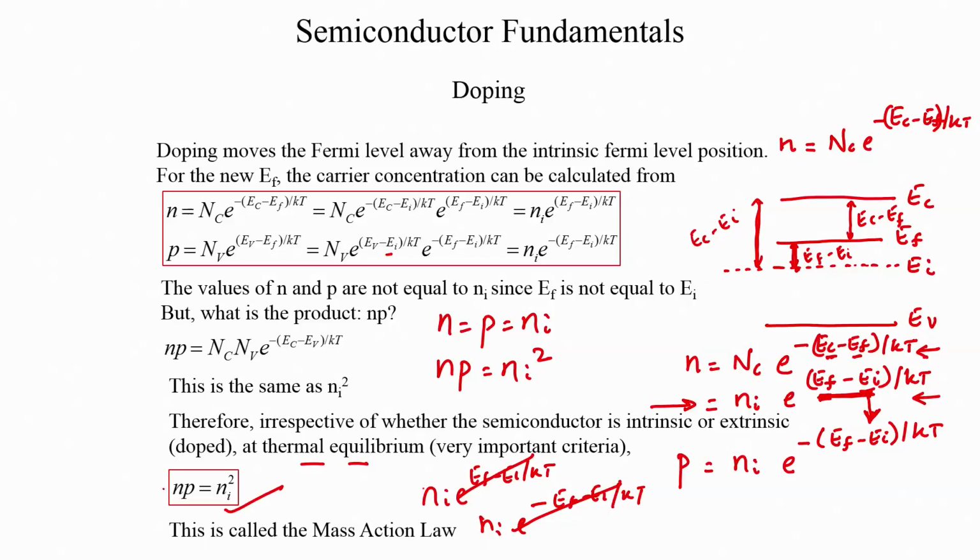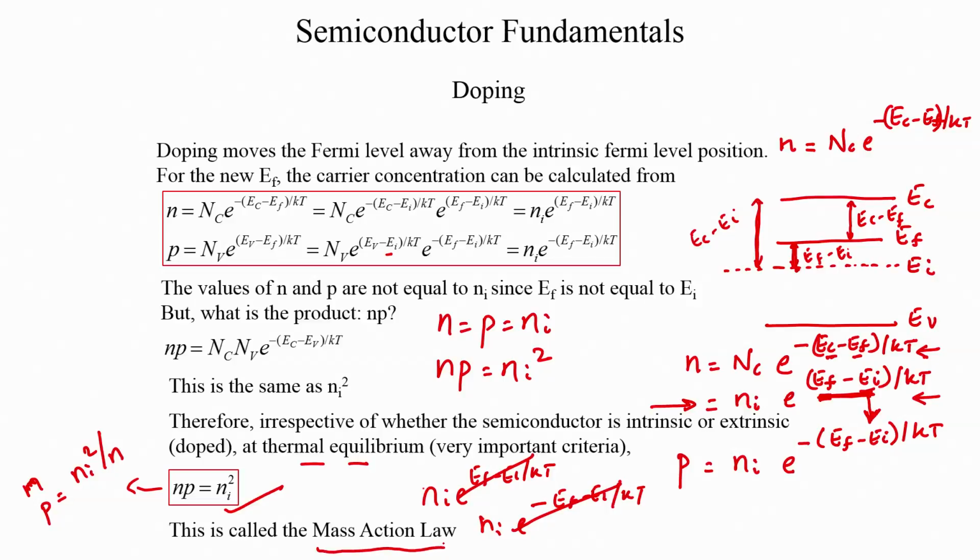And this property that np is equal to ni square is very useful, because if I know my electron count and I want to find my hole count, I just need to do ni square by n. Okay, so this gives me my hole population. So this relation that np is equal to ni square is something called the mass action law.